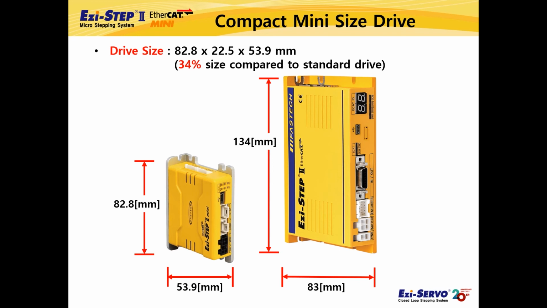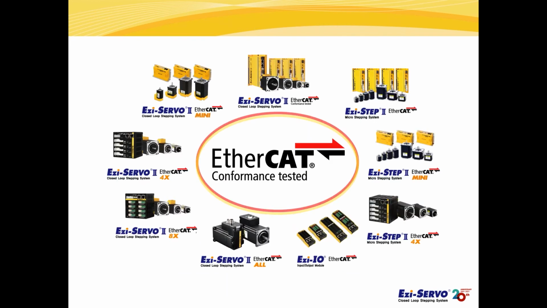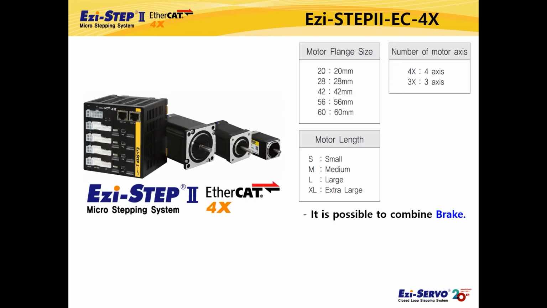I have introduced Ezi-STEPII EtherCAT MINI until now. The last product to be introduced is Ezi-STEPII EtherCAT 4X, a multi-axis type product of an EtherCAT-based open-loop micro-stepping system. First of all, I will explain the combination model name of Ezi-STEPII EtherCAT 4X product. In the example model name, EC means the product using the EtherCAT network, 4X means 4-axis product.